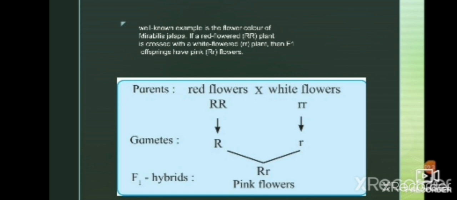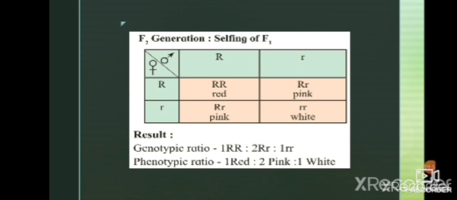Parents: red flowers crossed with white flowers. Their genotypes are capital R, and small r for white flowers. Gametes are capital R and small r. Then the F1 hybrids are capital R small r, that is pink flowers. When selfing is allowed in the F1 generation, capital R small r is crossed with capital R small r.